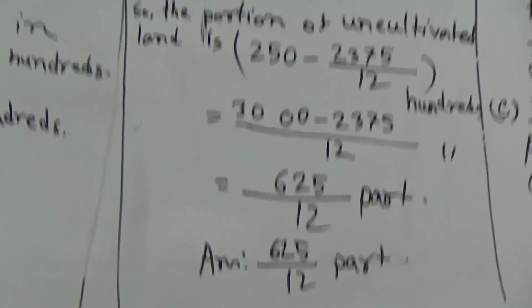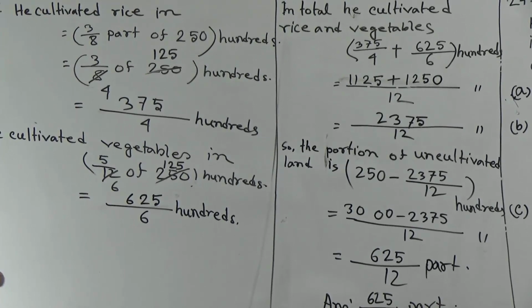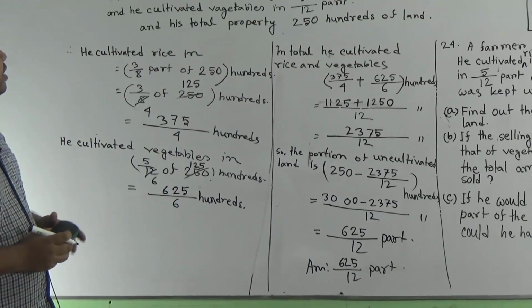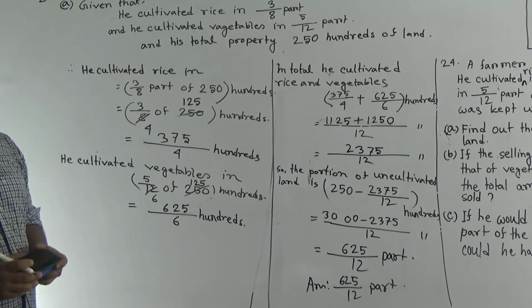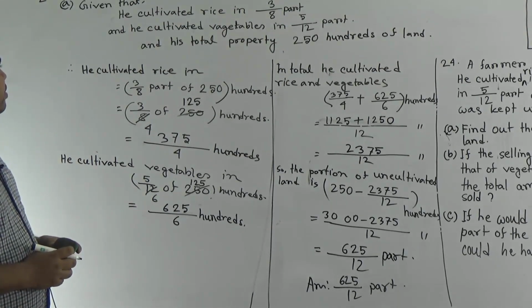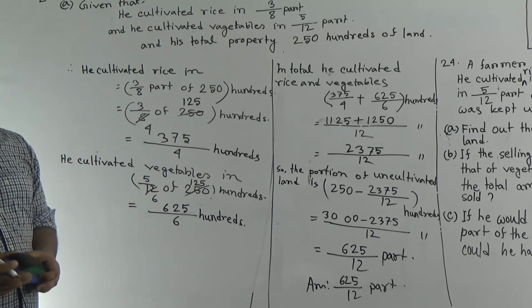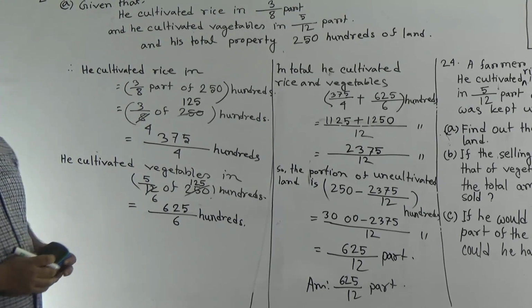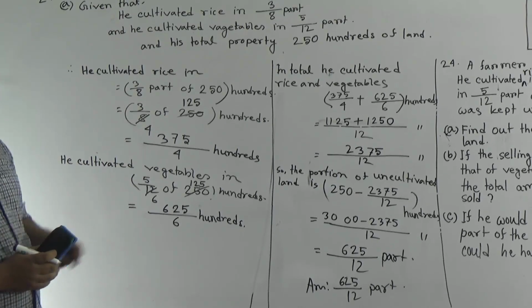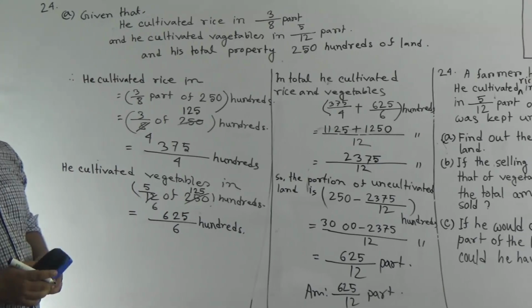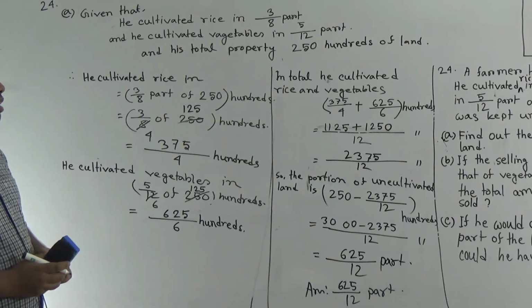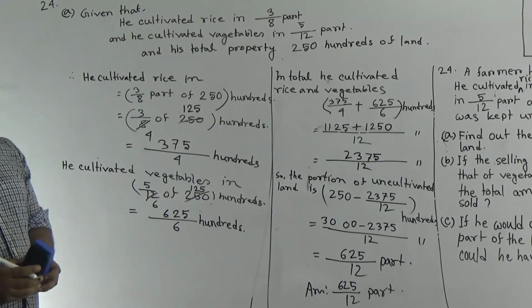If you do it 2 or 3 times, then it will be clear to you. So I repeat this. First of all, you write given that in which portion he cultivated rice and in which portion he cultivated vegetables. After that, you convert that part into hundreds, and finally you add this. After adding, you get a summation, and this summation is subtracted from his total land, and you get the amount of required uncultivated land. I hope you have understood.